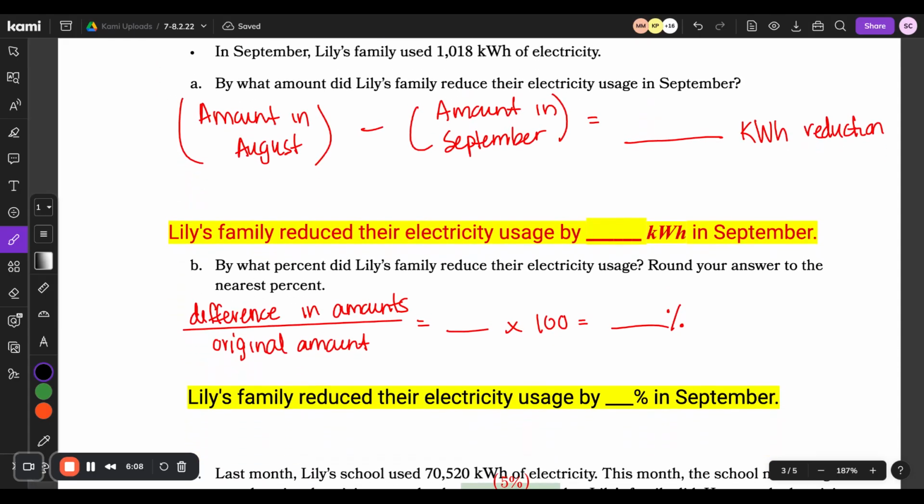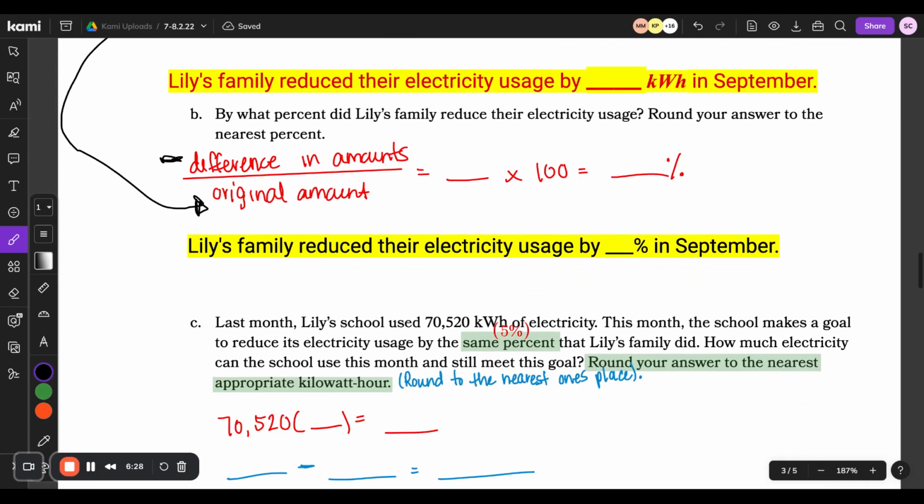For part B, it says by what percent did Lily's family reduce the electricity usage? So the difference in amounts that you found for part A, that is what is going to go here. And then your original amount, which is your amount that you found in August, that is what is going to go here. Then you do your regular division, multiplying by 100, and you have your percent.